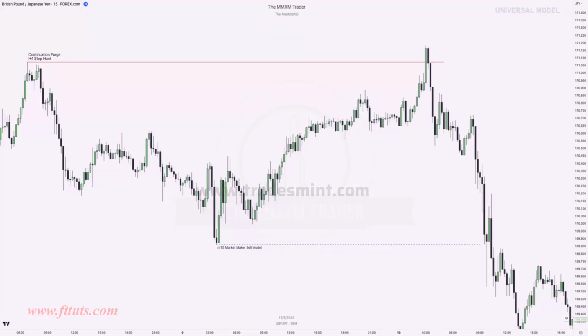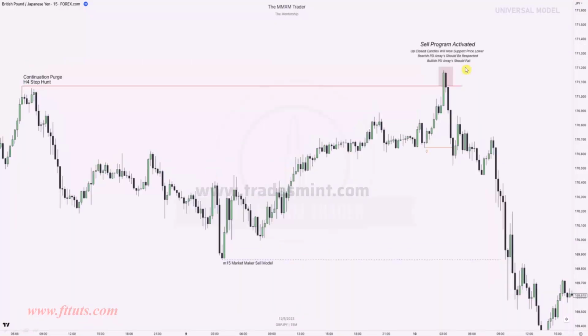So we had that long-term draw on liquidity. We had that 4-hour being in line with our bias from the long-term. And now we wait for that purge on the 4-hour, which happened over here, right? As soon as this gets stop hunted, what do we get? We get a sell program activated, right? So now after this purge on liquidity, all up close candles will now support price lower, and the bearish PD array should be respected and the bullish PD array should fail, right? So we have this market maker sell model formed over here. So all time frames are aligned.